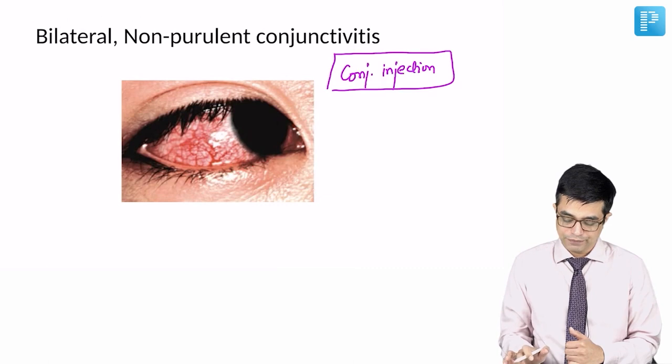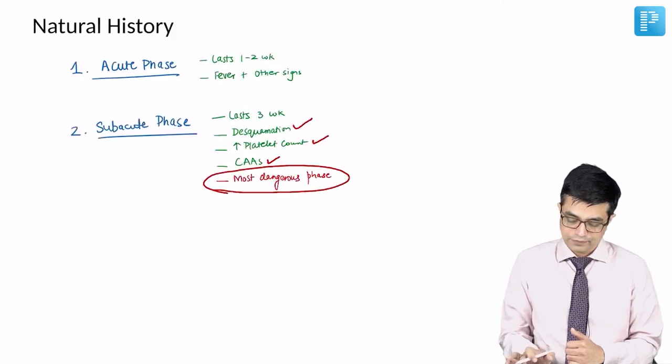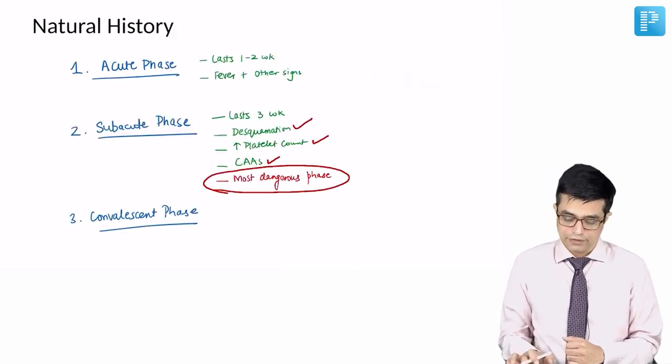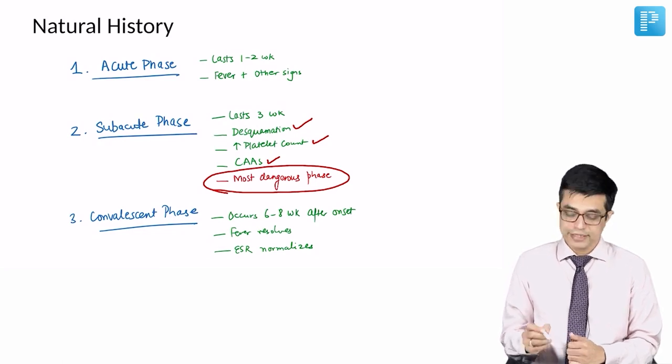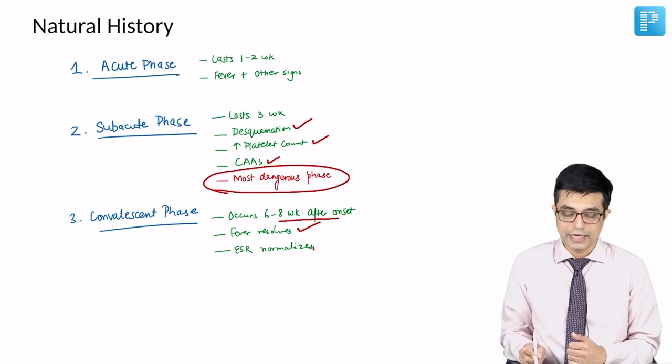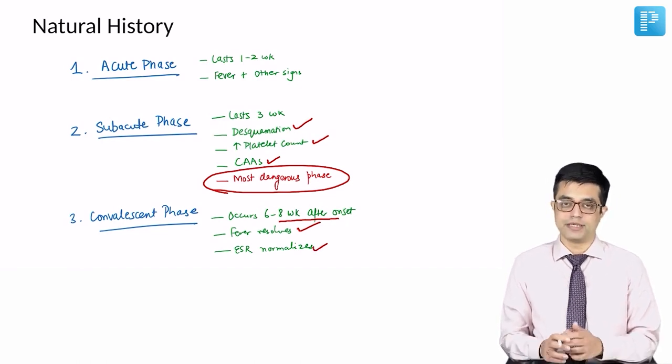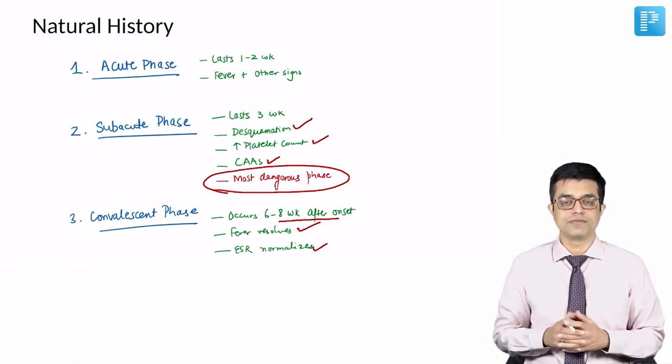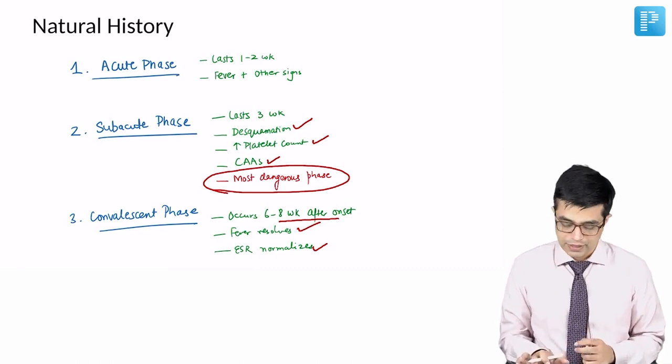And third, we have the convalescent phase. Convalescent phase is the stage which occurs 6 to 8 weeks after the onset of the disease. The fever tends to resolve and ESR tends to normalize. So these are the 3 phases of the disease which you should remember.